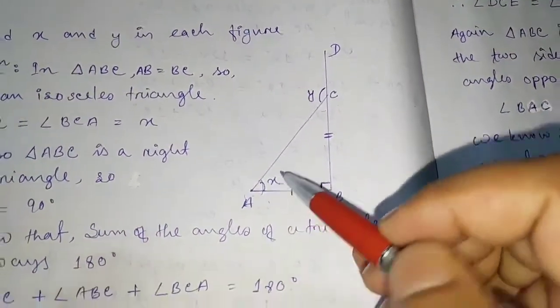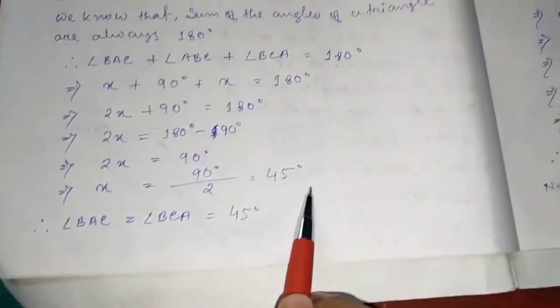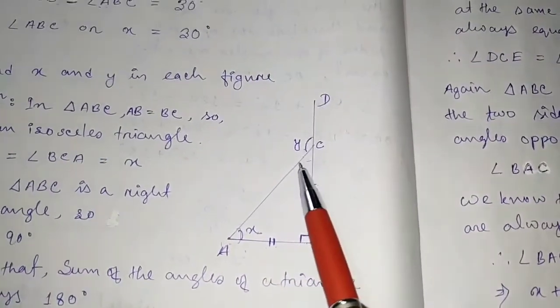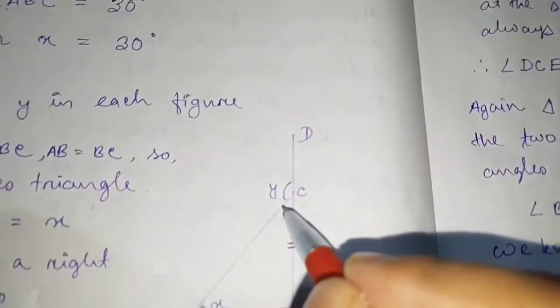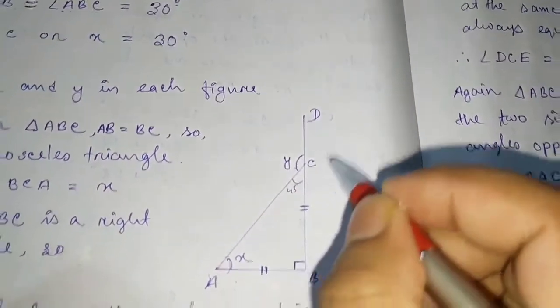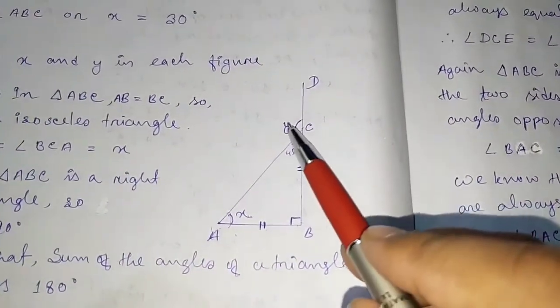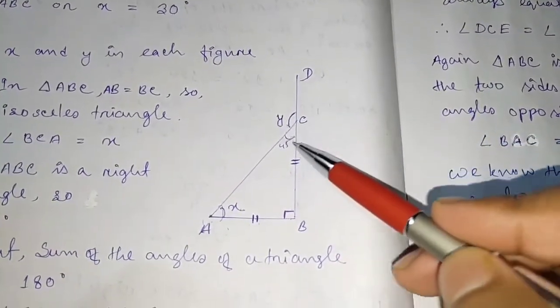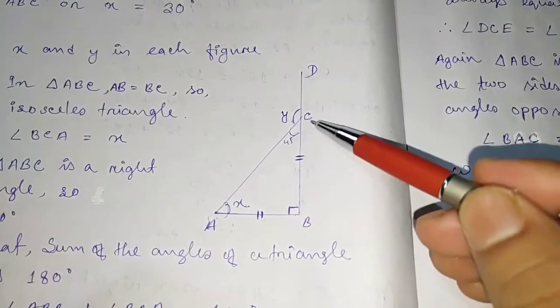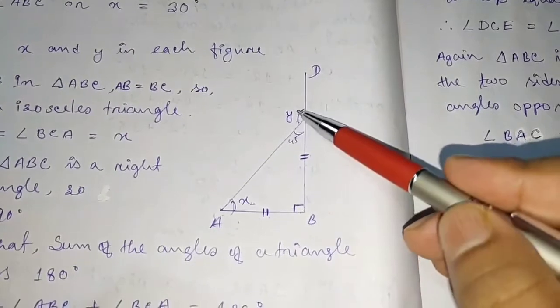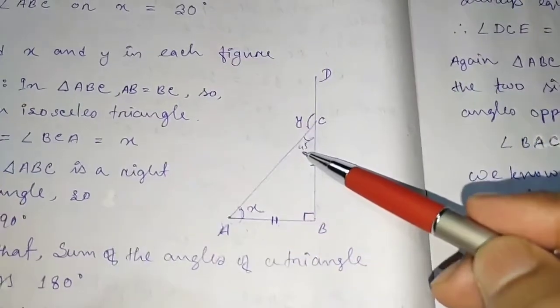The value of x is 45 degrees. Now we have to find the value of y. We got the value of this one; how much is it? 45 degrees, because the value of x is 45. This angle is also 45 because it is an isosceles triangle. Now we have to find y, and we know that angle BCD is a straight angle, and if this angle is 45, this angle will be 180 minus 45, which is 135, isn't it?